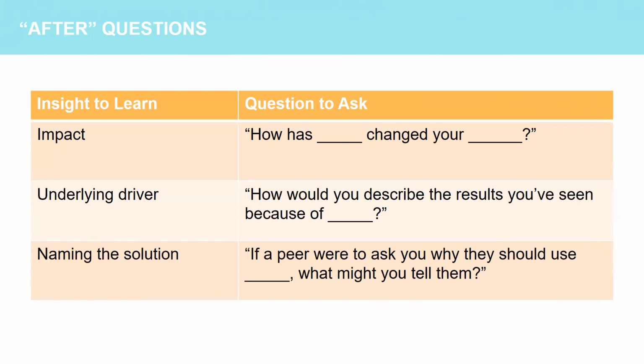Then naming the solution. So if a peer were to ask you why they should choose or use whatever product or solution, what might you tell them? And this will give you a clear indication, again, of underlying desires and how they would put it forward, how they would give a name to their own pain or give a name to their own solution. And that can be really helpful.